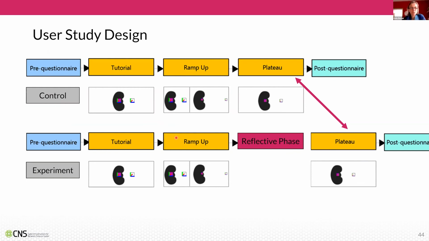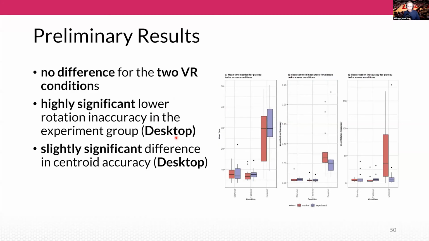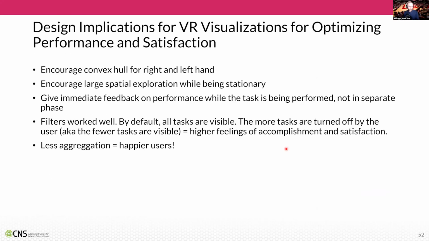Great to see such a huge impact of the reflective phase for desktop. We were really surprised by that, especially because for the rotation inaccuracy, it becomes highly significant. And of course, we formulated a whole bullet point list of design implications for these kind of VR visualization interventions for optimizing performance and satisfaction. And we did find significant results there.